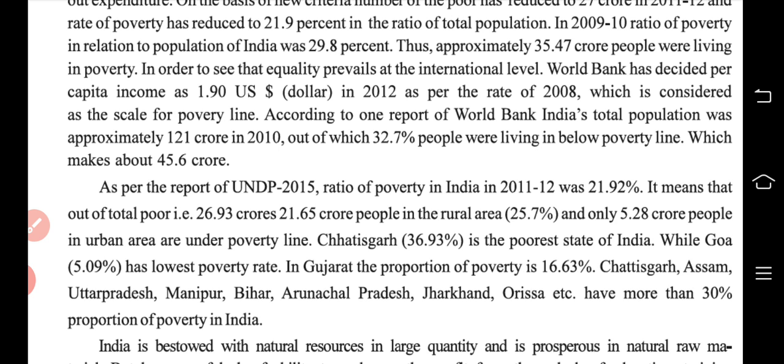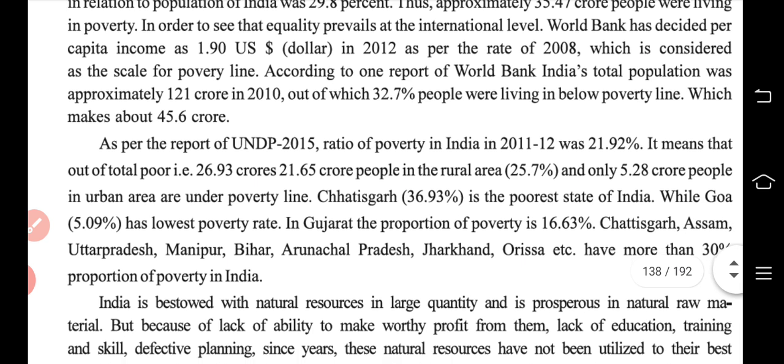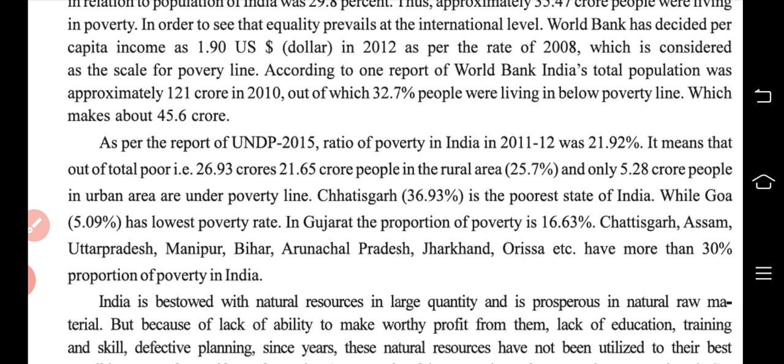Chhattisgarh, at 36.93, is the poorest state of India, while Goa, at 5.9, has the lowest poverty rate. That question can be asked: where is poverty the highest? Chhattisgarh is the poorest state of India, while Goa has the lowest poverty rate.